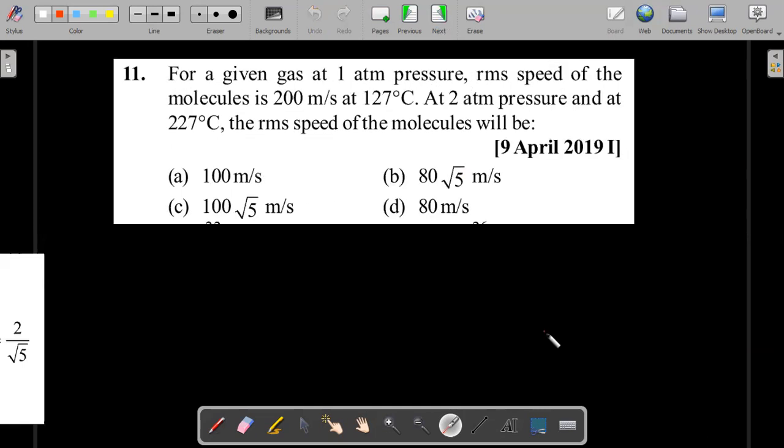Okay. Next one: for a given gas at 1 atmosphere pressure, RMS speed of molecules is 200 meter per second at 127 degrees centigrade. At 2 atmosphere pressure and 227 degrees centigrade, the RMS speed of the molecules will be? So he has given an ideal gas, that is what we have to assume. If nothing is mentioned, always take ideal gas. He didn't mention it here, so he's taken it for granted that students are supposed to assume that.